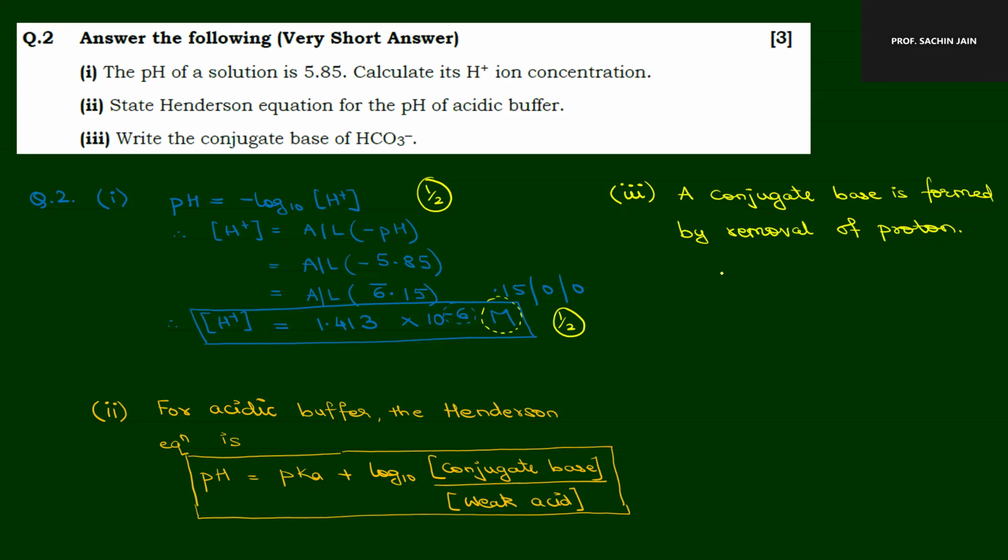So by removal of a proton from HCO3 minus, if you take out H plus, what you get is CO3 2 minus. Therefore, the conjugate base of bicarbonate is carbonate. That is the answer. You can highlight that. This will fetch you 1 mark. Understood? A very short answer, how to write it, that we have discussed.